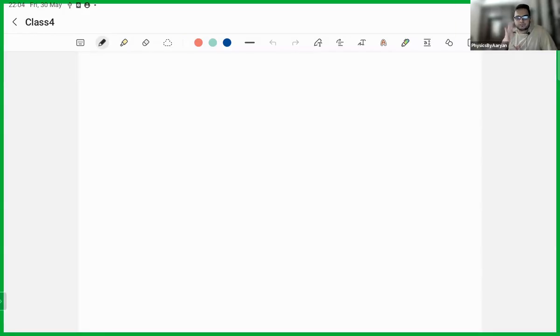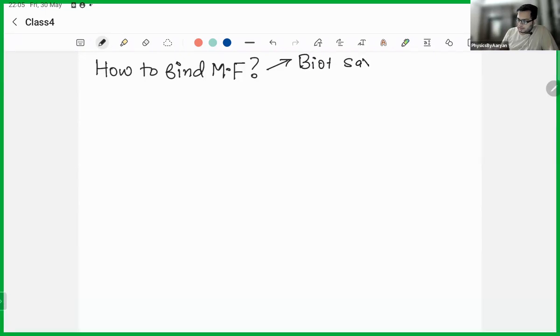In the first three classes, we did one very specific thing: how to find the magnetic field. Although we are not completely done, because there are two ways to find a magnetic field. One of them is known as Biot-Savart's law, and another is known as Ampere's circuital law. We have done Biot-Savart's law, but we have not done Ampere's circuital law. We will do it later on.